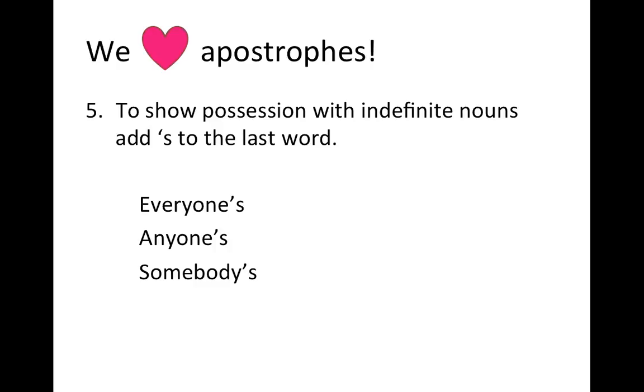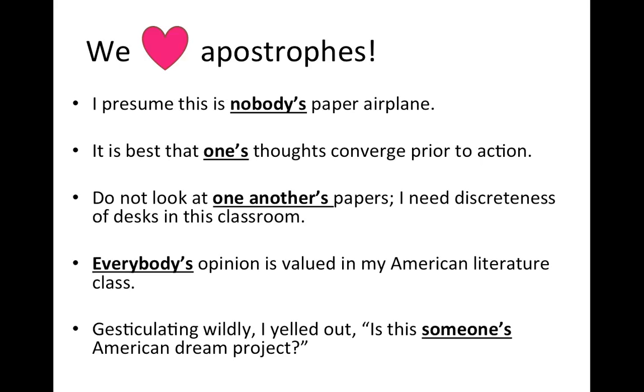And our last rule is that to show possession with indefinite nouns, we need to add apostrophe S to the last word. So indefinite nouns is talking about a group of people or things that maybe you aren't entirely sure how many. So like everyone, anyone, someone, things like that. You're not exactly sure what's being talked about. So you would add an apostrophe S to those words.